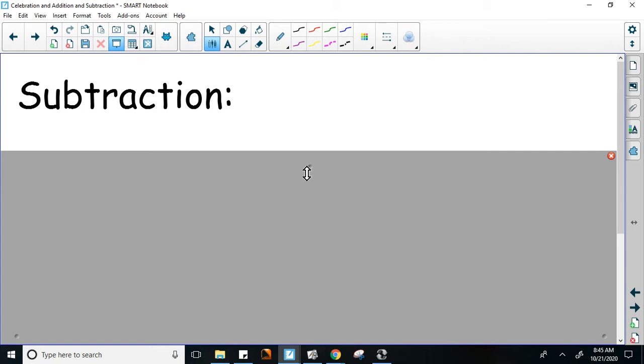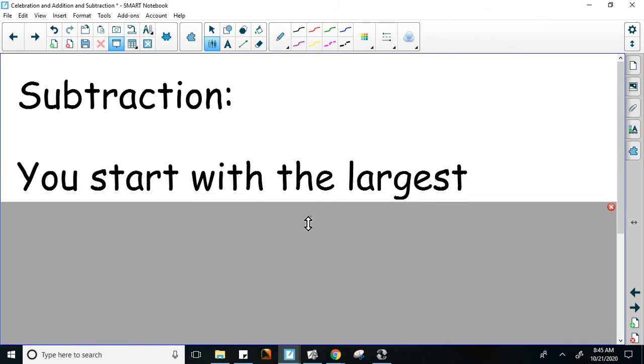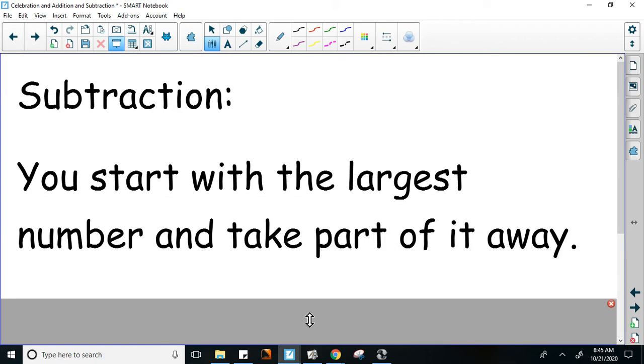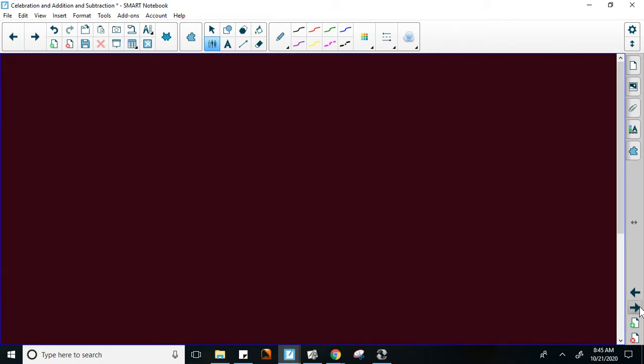What is subtraction? Well, simply, boys and girls, it is where you start with the largest number and you take part of it away. That's all it is. In addition, you have two smaller groups of things and you put them together, and that's addition. And subtraction just undoes that. You take part of it and you just take it away.